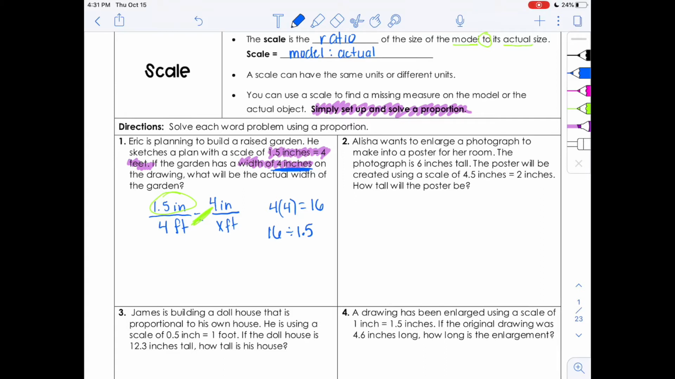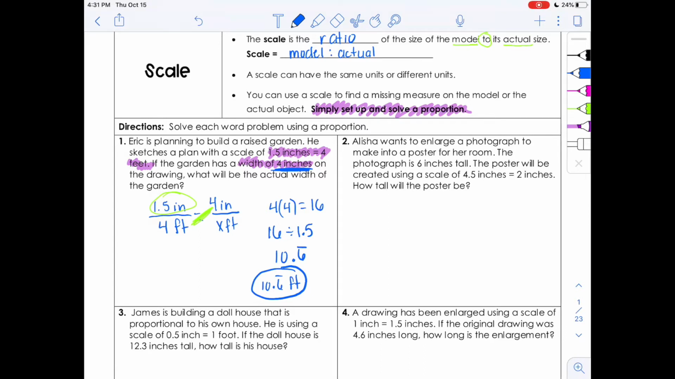When you do this, you see you get 10.6 repeated. So 10.6 repeated feet would be the width of the garden in actual real life.